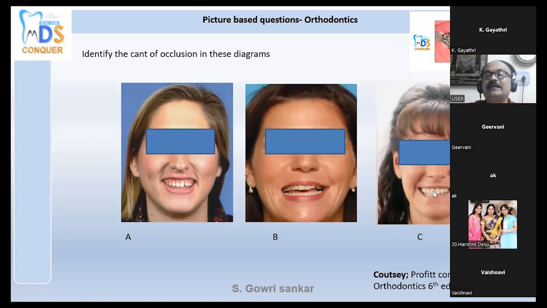So what is happening here? Here the patient is trying to open the mouth. The C part I am asking. Now we have moved to the C part.